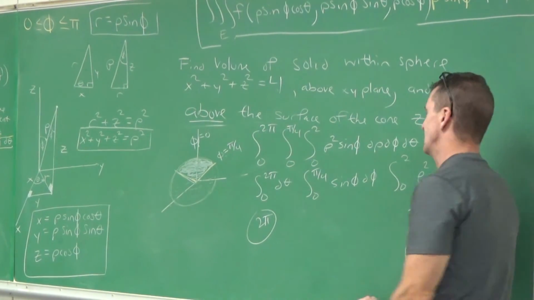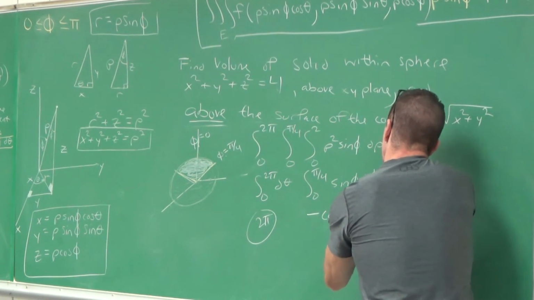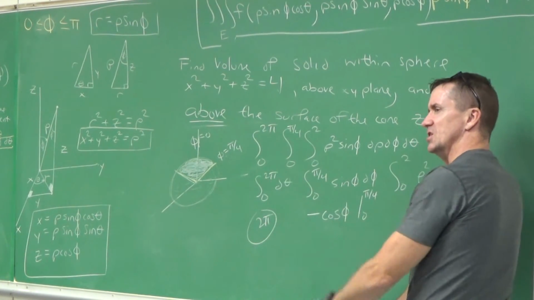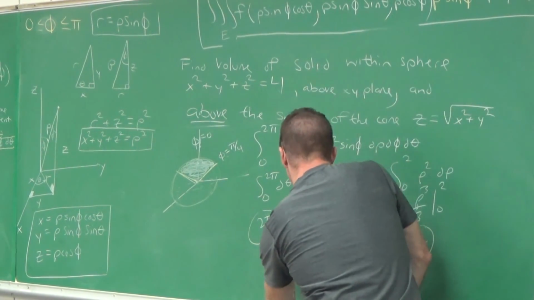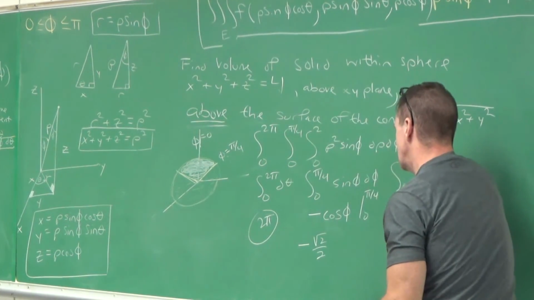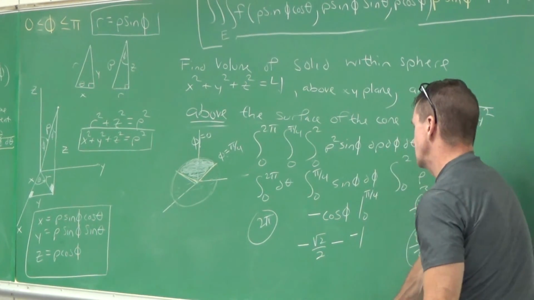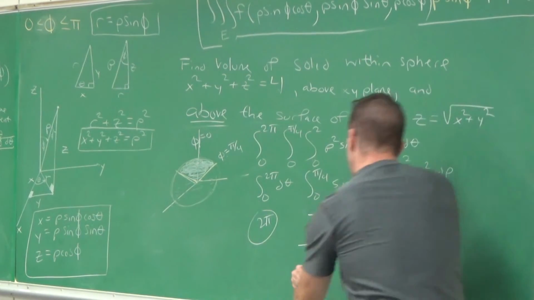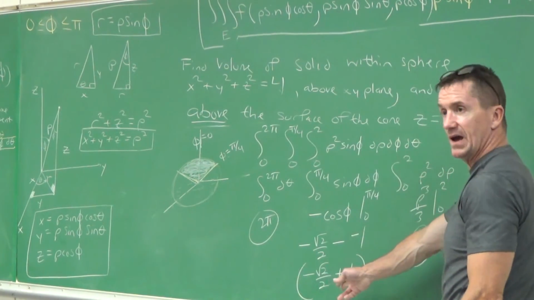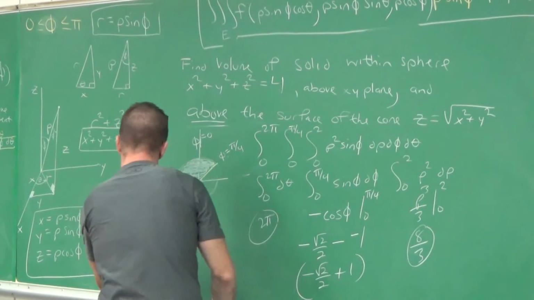What's this though? Negative cosine. The only thing is, you're going from 0 to pi over 4 this time. Anybody know the cosine of pi over 4? It's got a radical 2 in it. Root 2 over 2, or 1 over root 2, whichever way you want to say it. So I'm going to do negative root 2 over 2, plus 1, minus negative cosine of 0, which is 1. I can't simplify that, so I did common denominators. That's my volume.